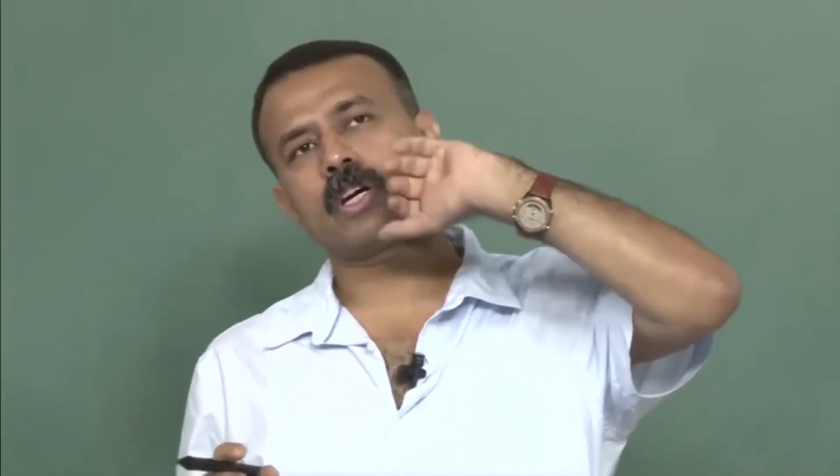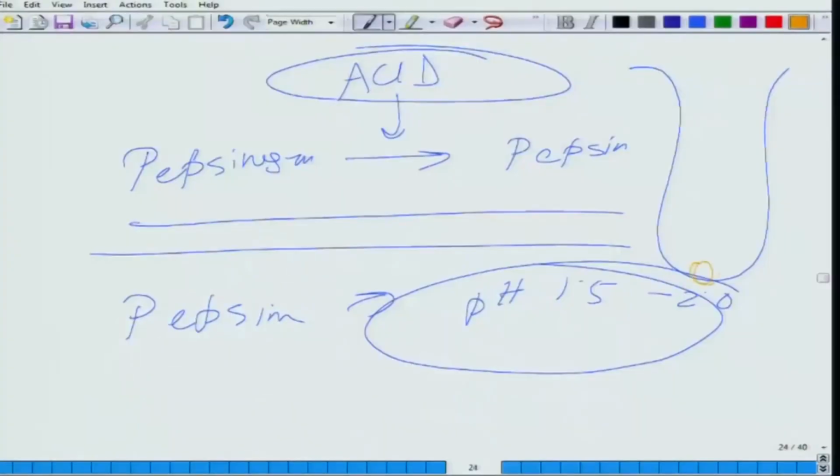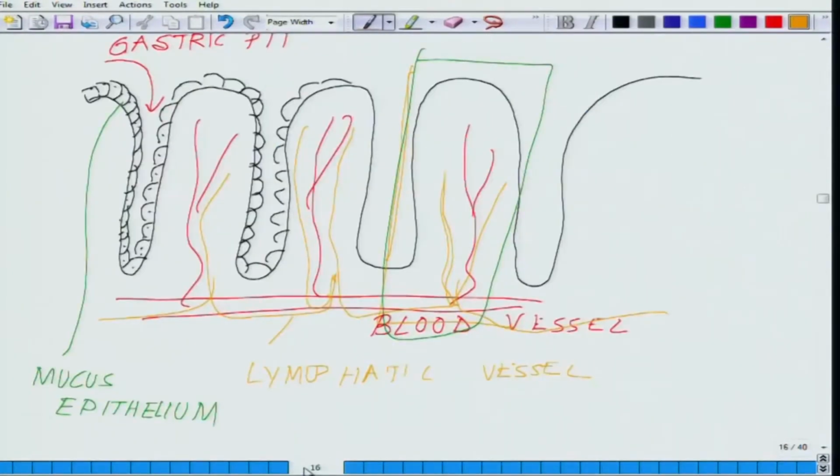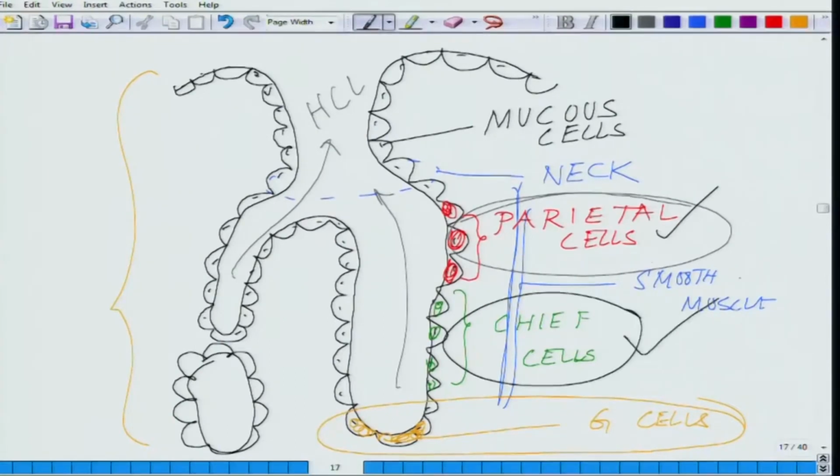So, we talked about the parietal cells, we talked about the chief cells. Still there is one more cell at the bottom of the pit. If you remember, while I was drawing it, I showed you that there are certain cells present here, which I call the G cells. If we go back, you will see these are the cells we have not talked about. From here come H plus and Cl minus, and these are the ones which are secreting pepsin.